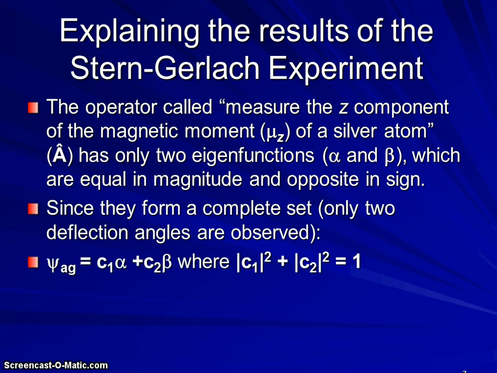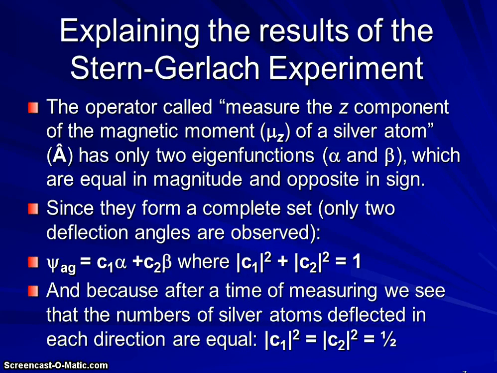And we can write the wave function this way, where alpha and beta are wave functions that are both eigenfunctions of the operator we described, measuring the Z component of magnetic moment. And the sum of them is not an eigenfunction because two possible answers are observed. And assuming that they're both normalized, the sum of the squares of these coefficients has to be 1. And because, like I said, over time we see the same amount, each of those constants is actually the square root of 1/2.